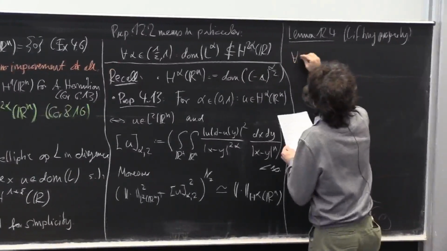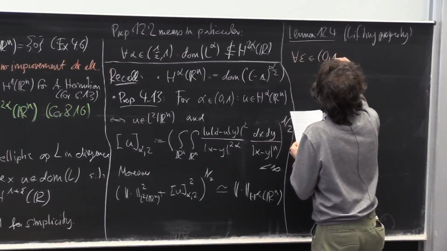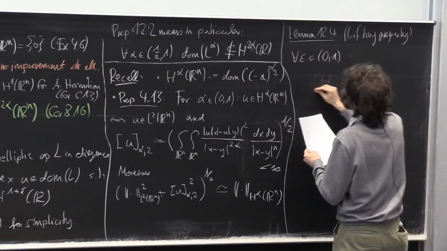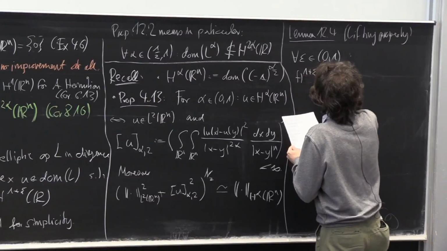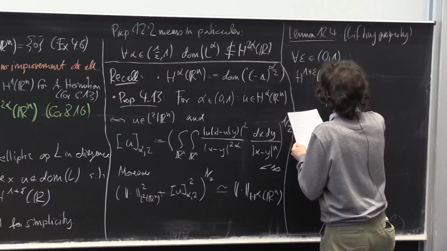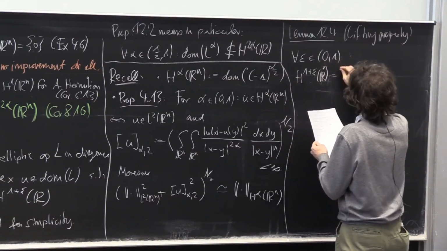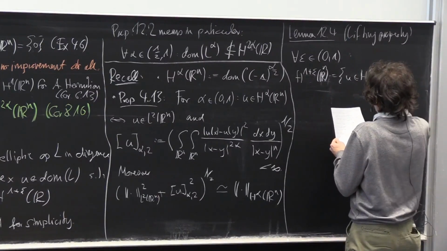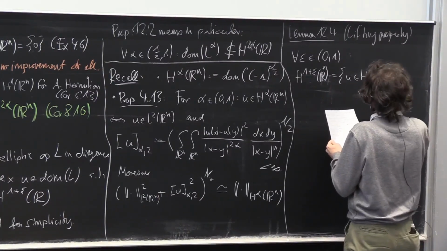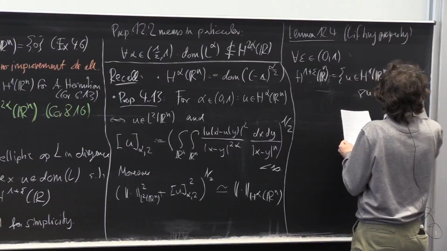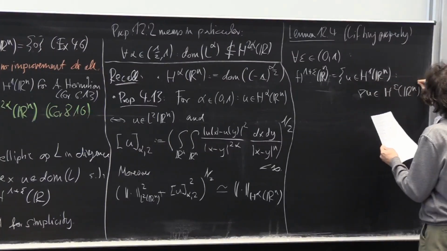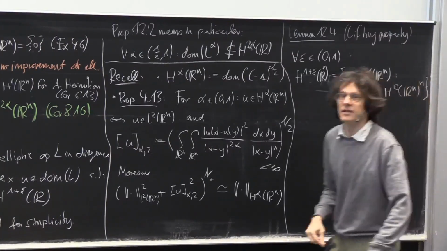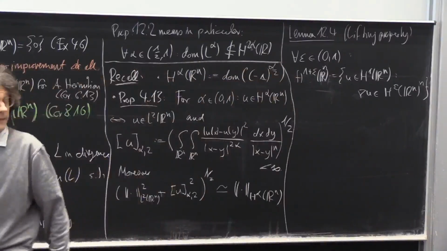So for every epsilon between 0 and 1, the space H1 plus epsilon of Rn is the same as the set of all U in H1 of Rn such that the gradient of U is in H epsilon of Rn to the n, yeah? The gradient is a vector.